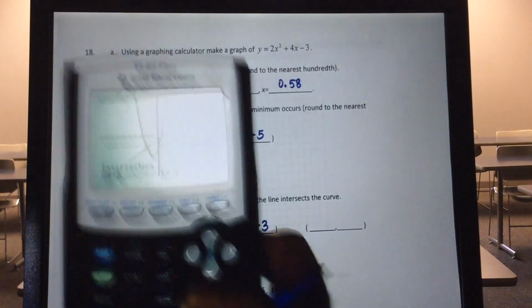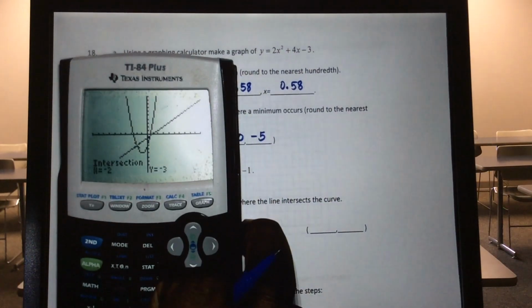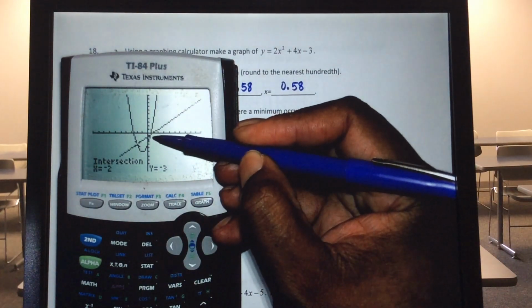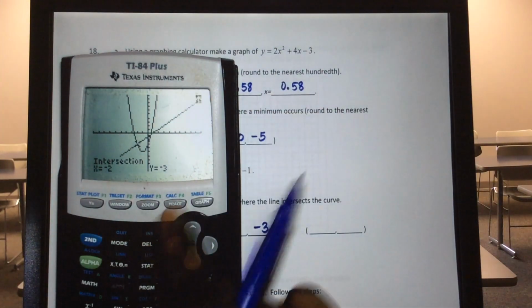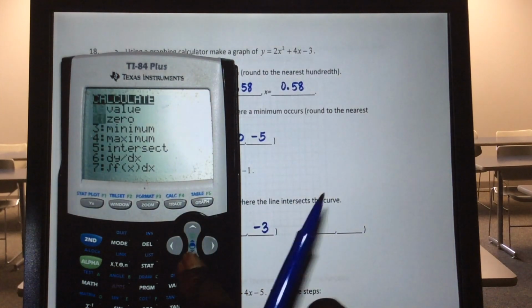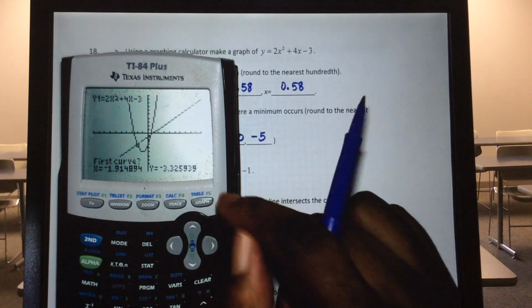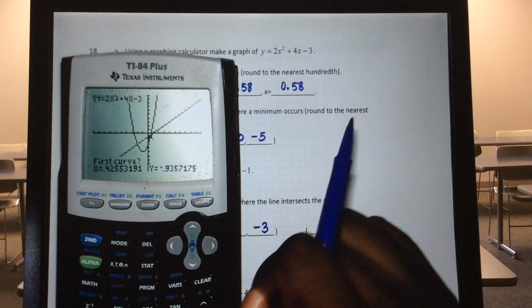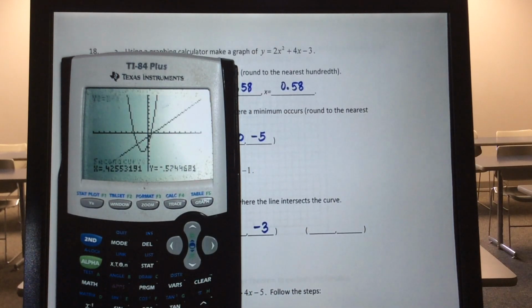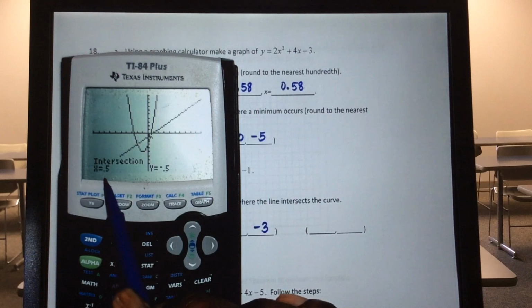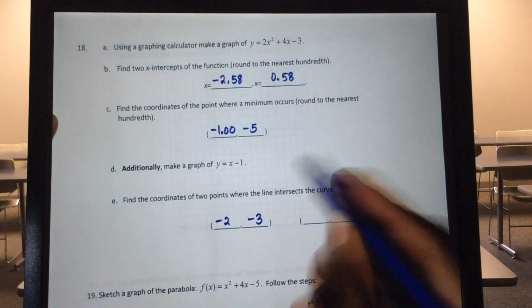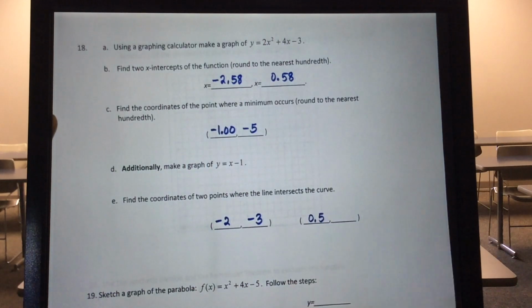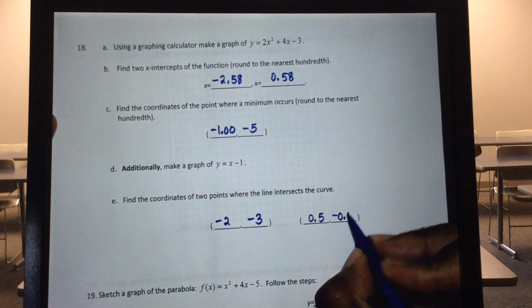Okay. Now for the other point of intersection, it might be hard to see, but it's up here somewhere. So second and trace, and then number 5 for intersect. I'm going to put that blinking cursor as close as I can to that point of intersection, like this. And then I'm going to press enter 1, 2, 3 times. So there's my other point of intersection: 0.5, -0.5.